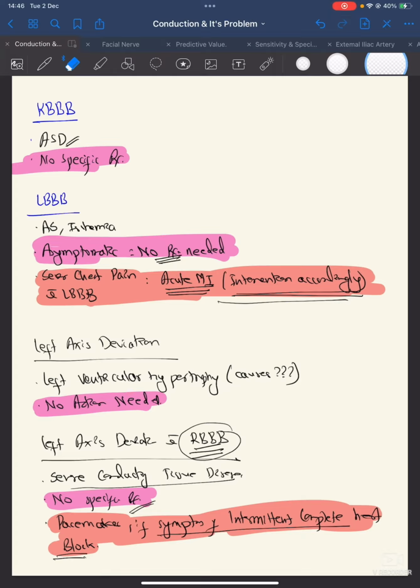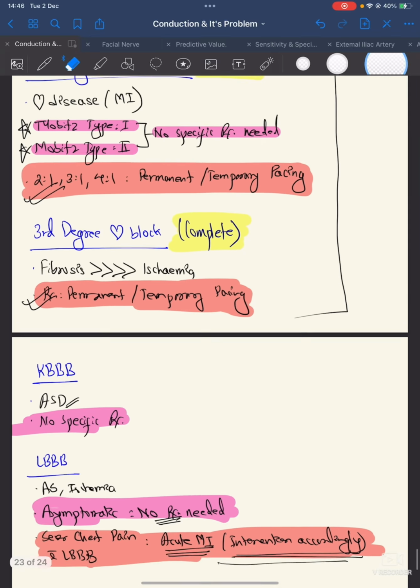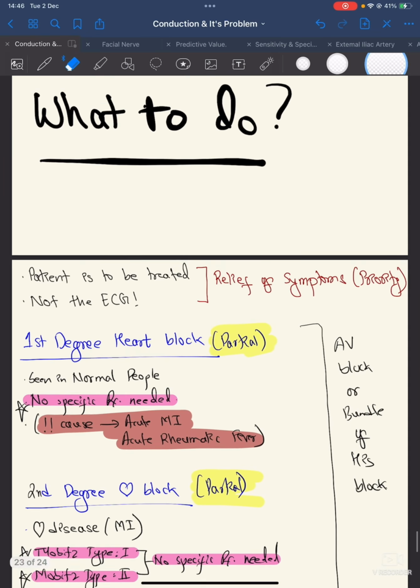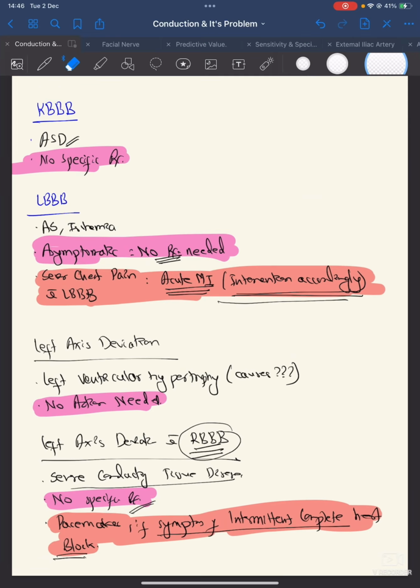And block of the anterior division of the fascicle of the left bundle branch causes the left axis deviation, and that I have explained already. So these are all the things about conduction and its problems and what to do when that happens. So let's end this topic this way.